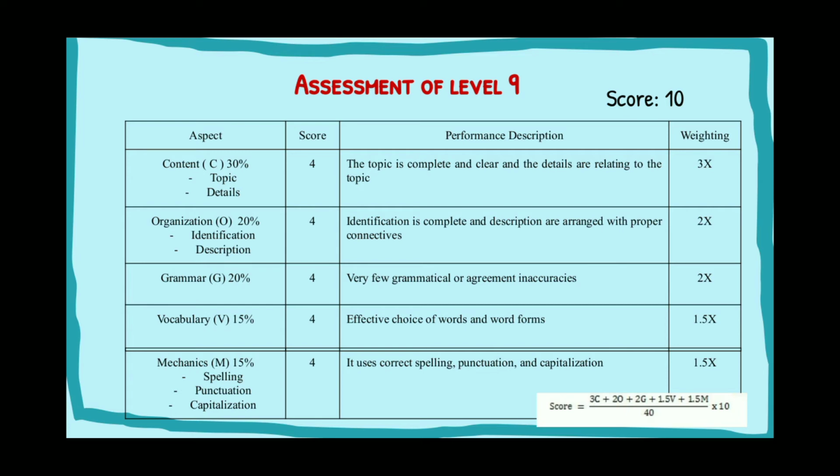So we have 3 times 4 and 2 times 4 and 2 times 4 and 1.5 times 4 and 1.5 times 4, and then total it, and after that times 10, and the result should be divided by 40, and the final score is 10. So according to the writing scale, this writer is the expert writer. Well, the level of writing, I mean the band, is 9.